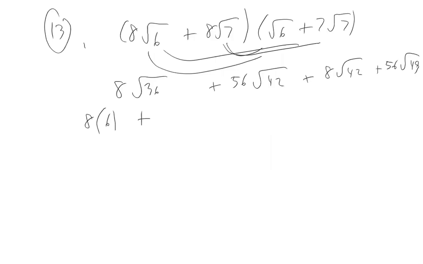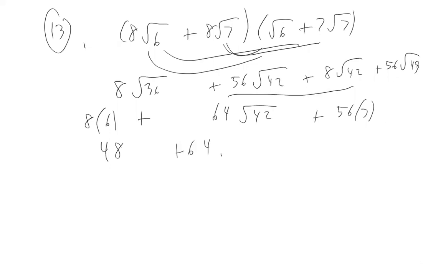And then these two are common terms. So you have 56 plus 8, that's 64, square root of 42. And then the square root of 49 is 7, so you have 56 times 7. So then you get 48 plus that plus 392. Then combine the 48 and the 392 together, which is 440. So 440 plus 64 square root of 42. There we go.